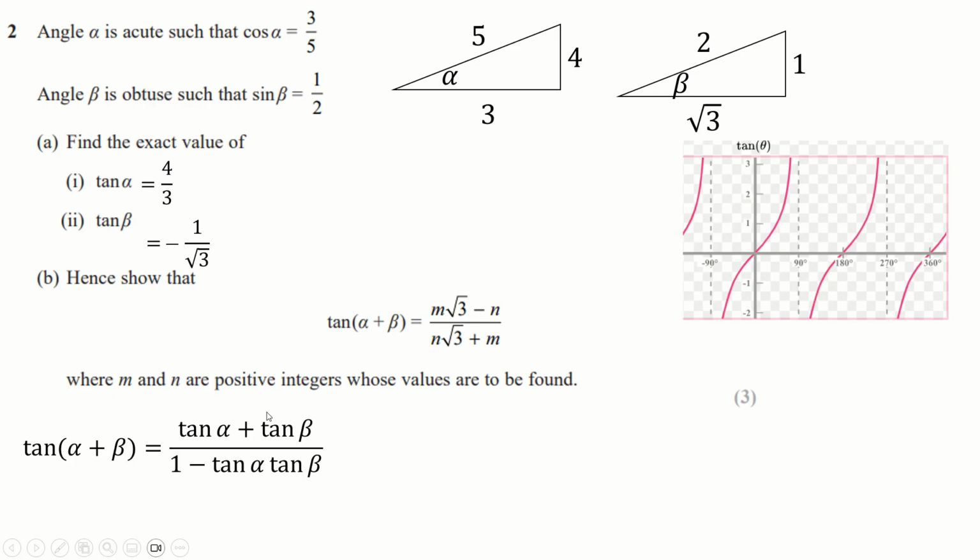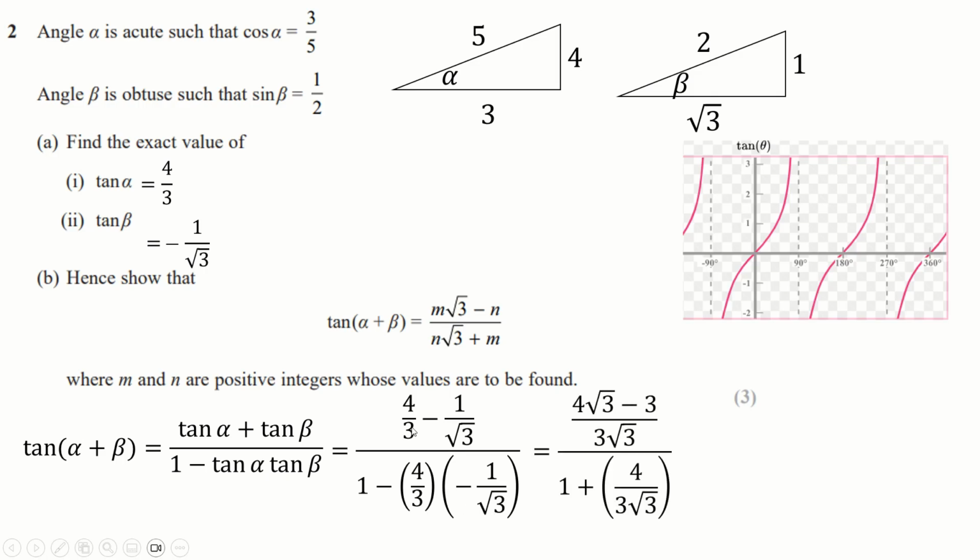Hence show this thing. So this is in the formula book right here, so that's going to be very useful. Tan of alpha plus beta is equal to tan alpha, which is 4/3, plus tan beta, which is minus 1 over root 3, and then 1 minus the two things multiplied together. This makes 4 over 3 root 3 with a little plus sign instead. This is 4 root 3 over 3 root 3 minus 3 over 3 root 3, and then you can put the two things together.